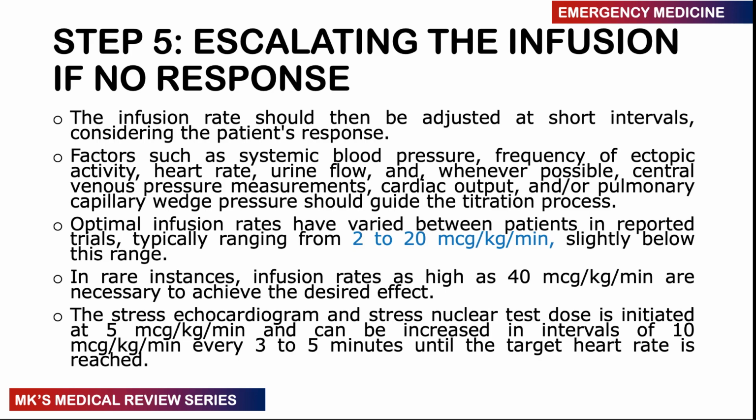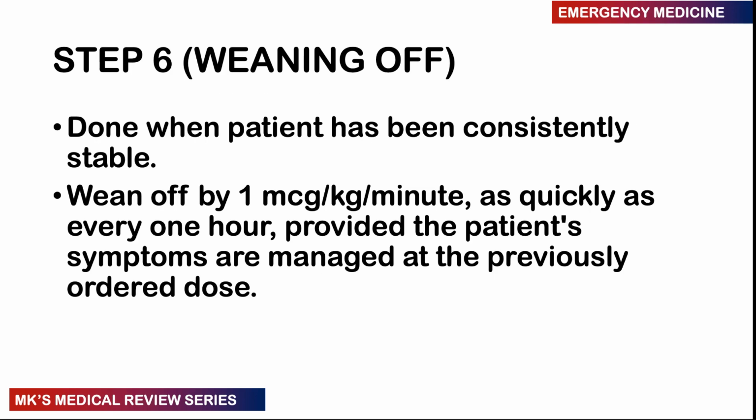Remember, when you're doing your stress echo or your stress ECG or your stress nuclear test, you initiate at 5 micrograms per kg per minute, then you increase at intervals of 10 micrograms per kg per minute every 3 to 5 minutes until you reach your target heart rate that is needed. If your patients become stable, your BPs are holding, then you can actually begin to wean off the patient consistently. So you wean off by 1 microgram per kg per minute as quickly as every hour, provided the patient doesn't have any symptoms or they do not become hypotensive, their MAP doesn't drop. Then if it does, then you have to revert to their previous dose.